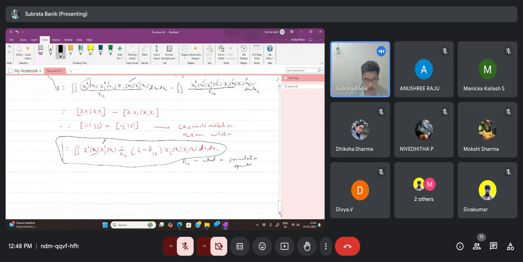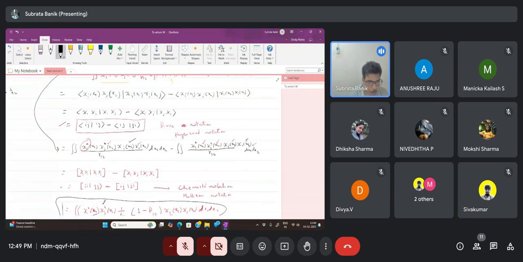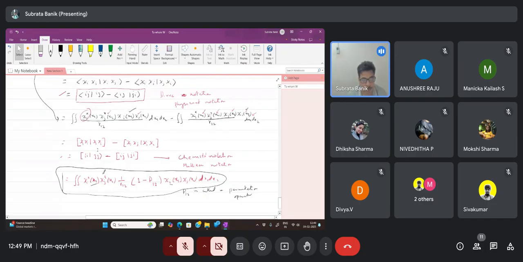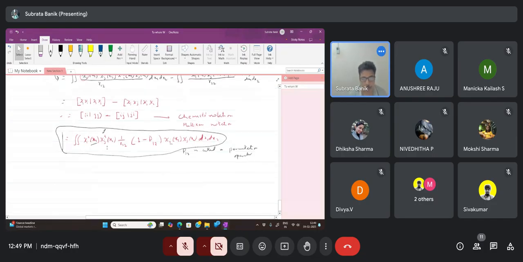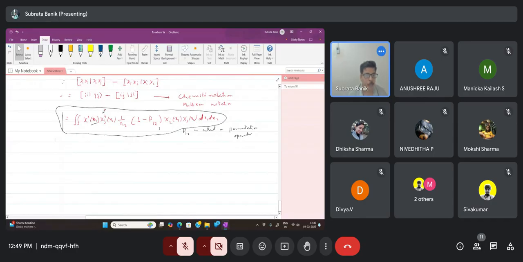Remember that whenever it is the Dirac notation, I have all conjugates on the left side and without conjugate on the right side. Whenever it is molecular notation, I have first x1 on the left side and x2 on the right side. Right? And this is easier. This is just an explicit way to write them in terms of integrals. Right? So this is all we got.